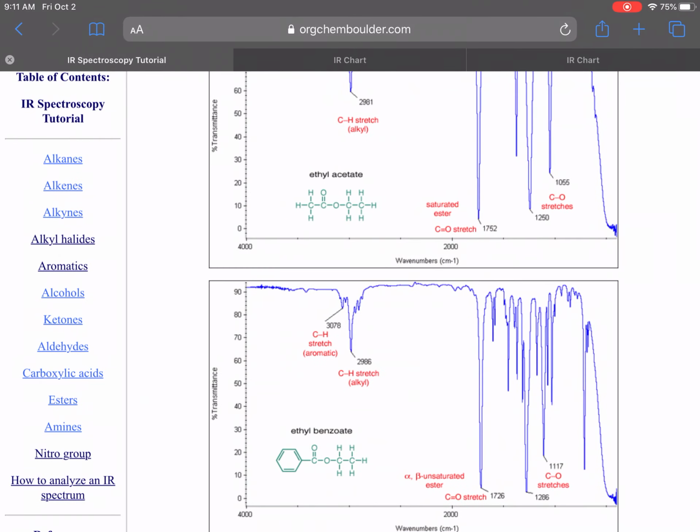I'm going to skip amides for the moment. In fact, it's funny, amides aren't even listed on here. I'm adding them as a special thing. You'll see where I'm going with this in a little bit.